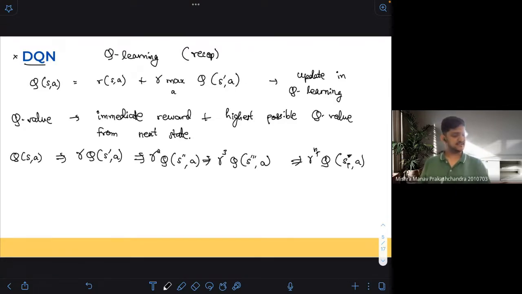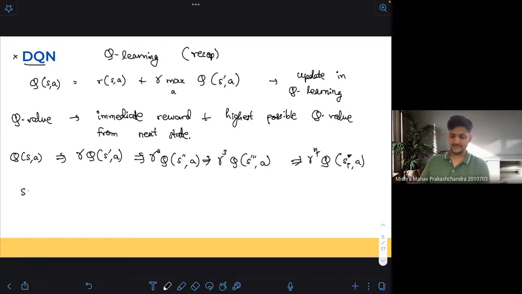Okay, so since this is some sort of a recursive equation, you can make an arbitrary assumption that, having enough experience, this update should eventually converge to the optimal Q value, because we are looking at a discounted future reward, and this is a decreasing GP kind of a thing. So you can make an arbitrary assumption that eventually whatever value we converge to, it will converge to the optimal Q value, right?